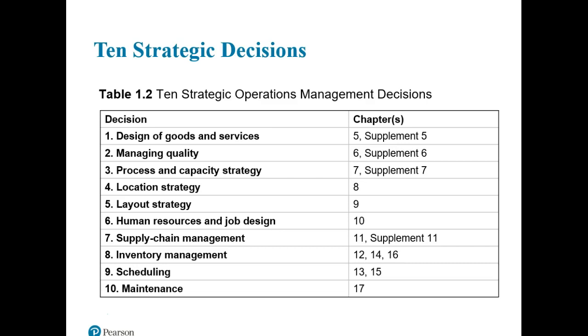The 10 strategic operations management decisions are useful to cover, one by one, not always as a precursor to the rest of the text, but also to emphasize the wide array of responsibilities that are under an operations manager's jurisdiction. Okay, you have the design of goods and services to worry about. You have decisions to make in that department. Managing quality, process and capacity strategy, location strategy, layout strategy, human resources and job design, supply chain management, inventory management and scheduling, and maintenance. And to the right, you'll see the corresponding chapters that they're comprehensively covered.